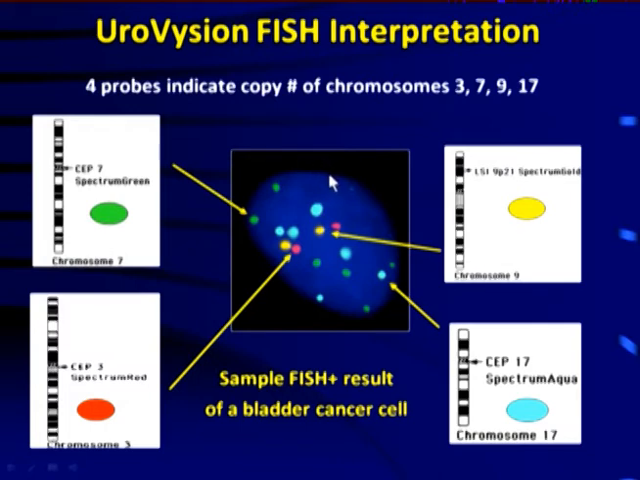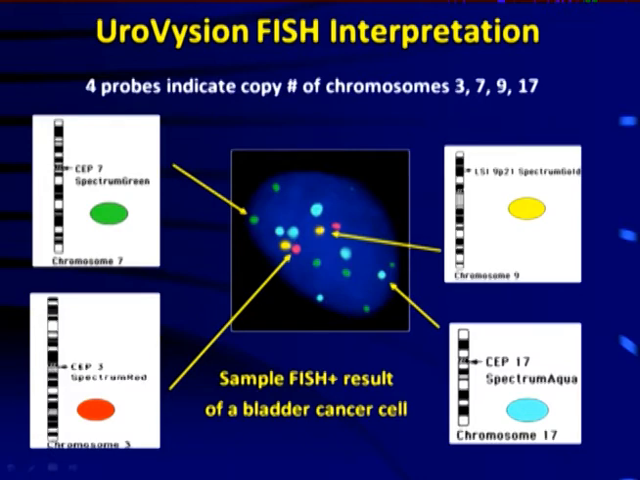What we're seeing here is if we look at the spectrum red signal from chromosome 3, it's normal. There are 2 red signals. If we look at the green signal from chromosome 7, we can see that it's abnormal. 1, 2, 3, 4, 5, 6 green signals. If we look at the blue or aqua signal from chromosome 17, we can see that it's abnormal. 1, 2, 3, 4, 5, 6. 6 signals for blue, or aqua, 6 signals for green.